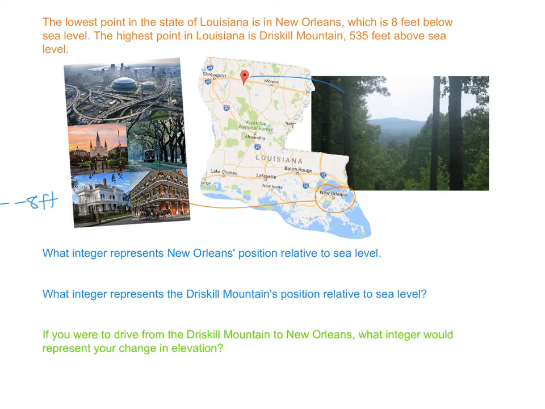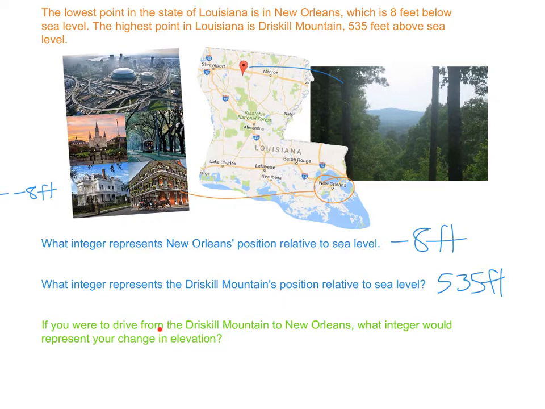What integer represents New Orleans' position relative to sea level? Well, I accidentally already gave you the answer. It's negative 8 feet relative to sea level. Now why is it negative 8? Because we're starting at 0 and we're saying New Orleans is 8 feet below, so it's negative. If it was 8 feet above sea level, it would have been positive, but it's not. What integer represents Driscoll Mountain's position relative to sea level? Well, up here it says 535 feet above, so it's a positive number. It's above sea level. It's 535 feet.